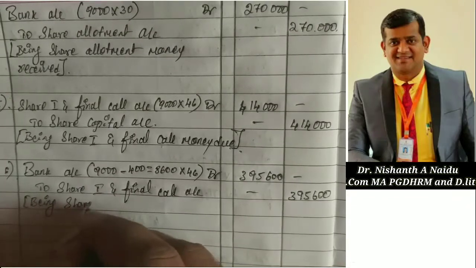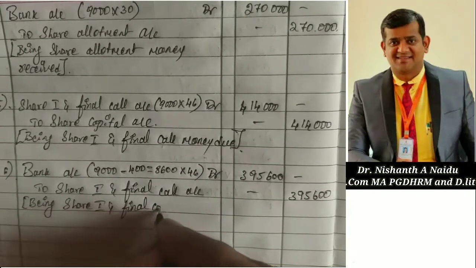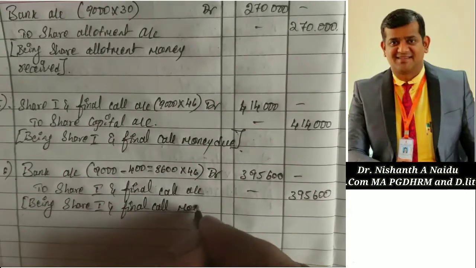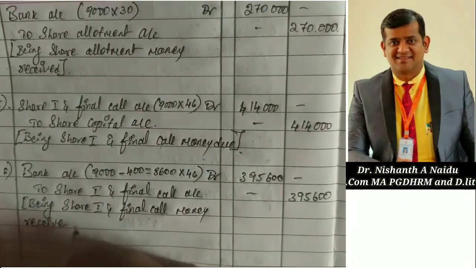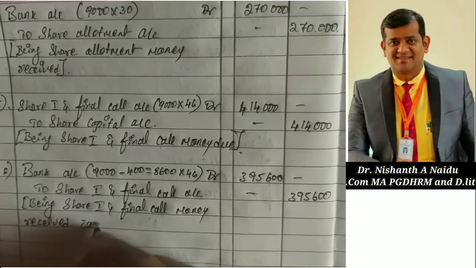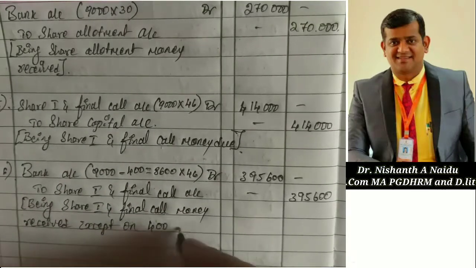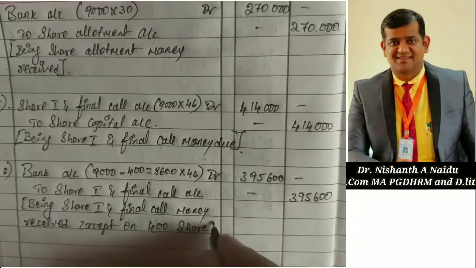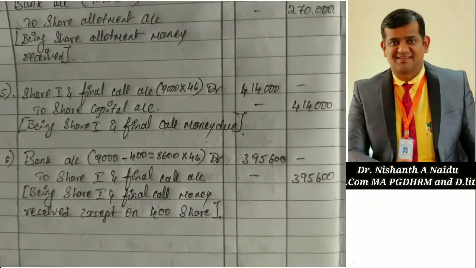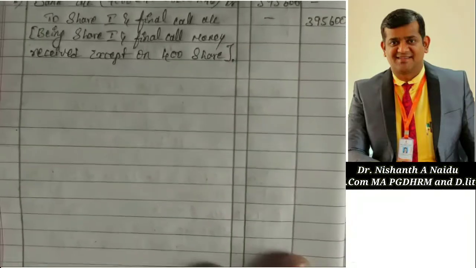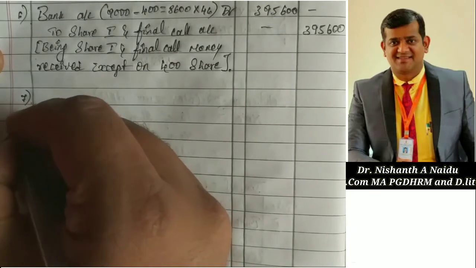So now write the narration: being share first and final call money received except on 400 shares. Okay, so this is done, sixth entry. So now we have to pass the forfeiture entry. That is going to be the seventh entry, the forfeiture entry.